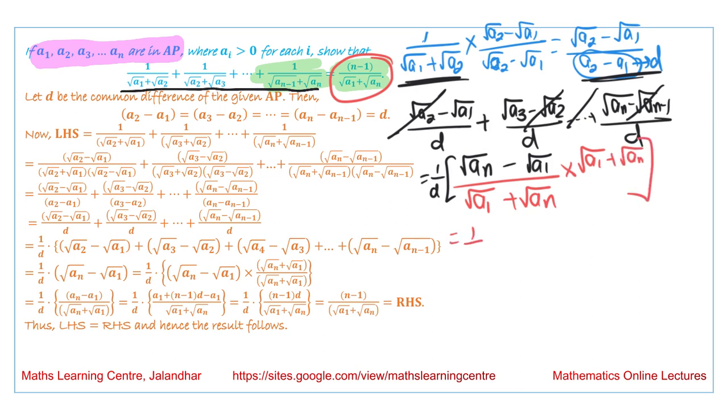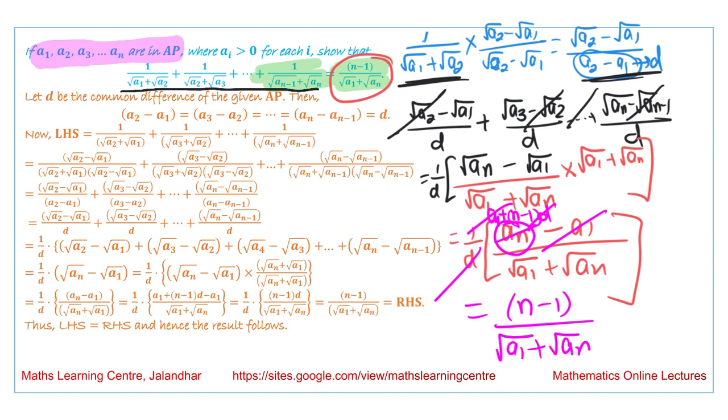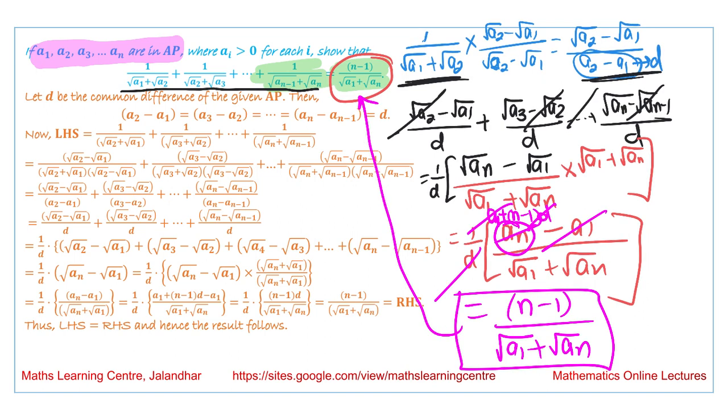This is equal to 1/d into (an − a1) divided by (√a1 + √an). Now in place of this an we can write, this is the general term an, we can write a1 plus (n − 1)d. This a1 gets cancelled, d and d get cancelled, and the answer we are left with is (n − 1)/(√a1 + √an), and this is what we have to prove.